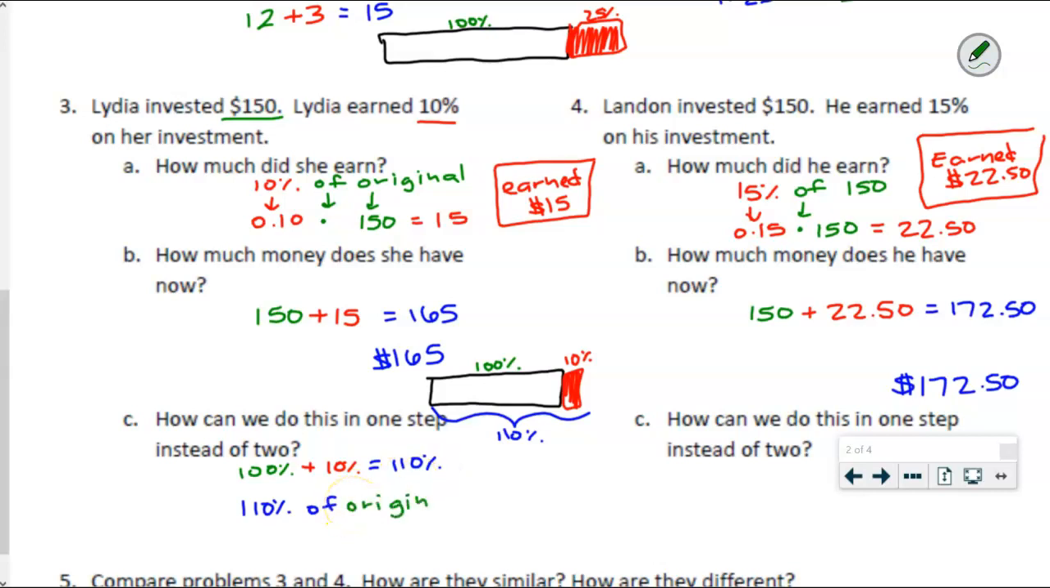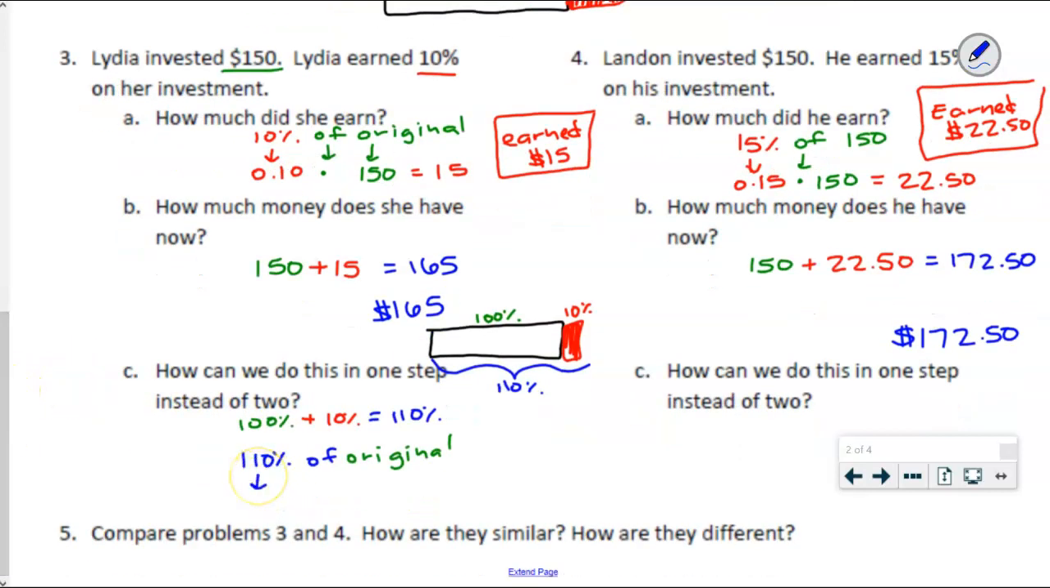Or in other words, 1.1, because that's what this is as a decimal, 110% is 1.1 or even 1.10 if you want. Of means to multiply, and the original amount is $150. When you type this into your calculator, I'm going to bet you get 165. We can get to the same place in just one step instead of taking these 2 steps.